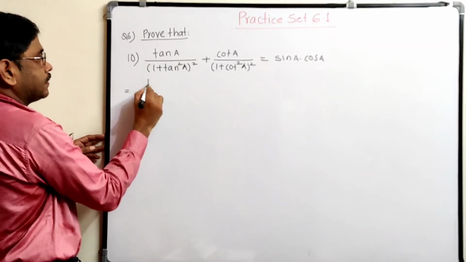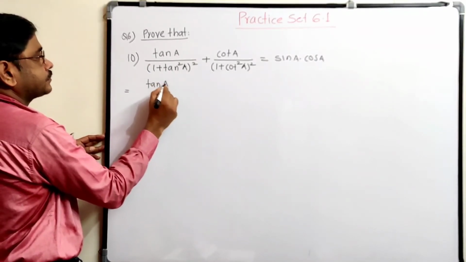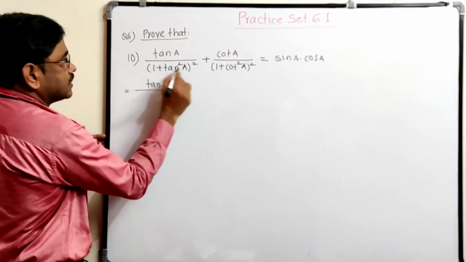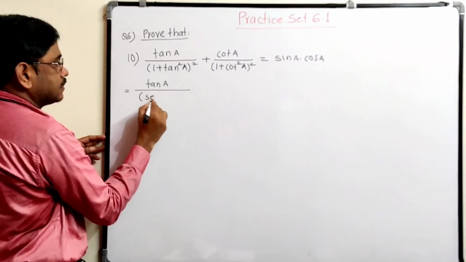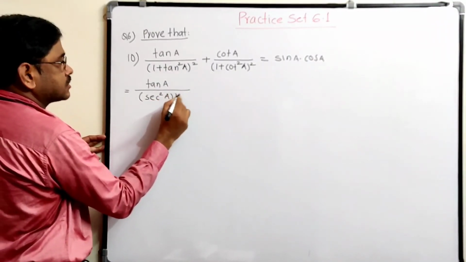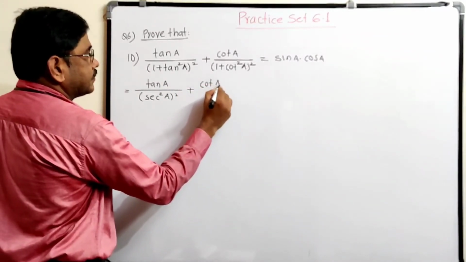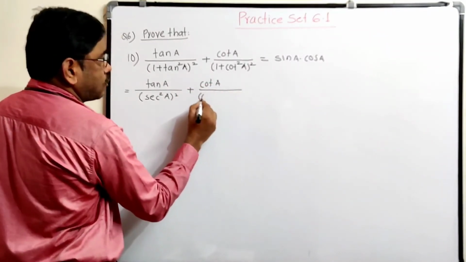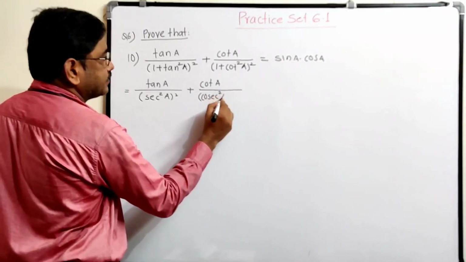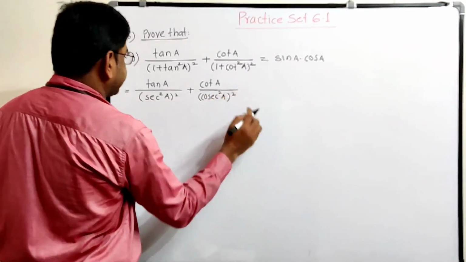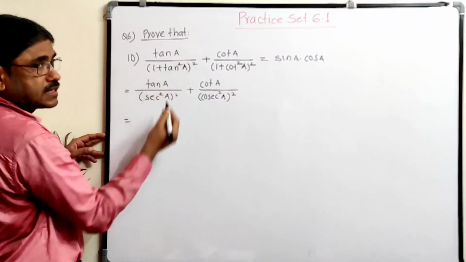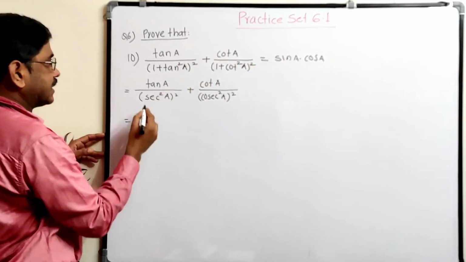Left hand side, tan A divided by this 1 plus tan square is sec square A, bracket square. This is our identity. Plus this cot A divided by this is cosec square A identity, bracket square. We consider only left hand side. No need to write that right hand side.